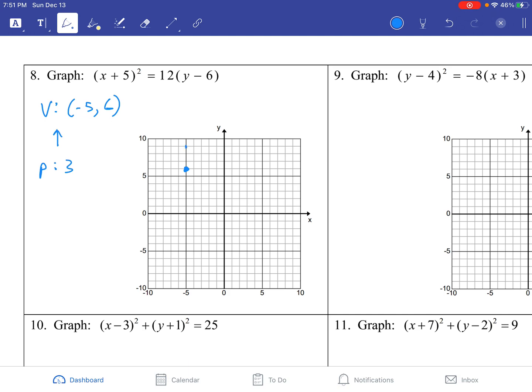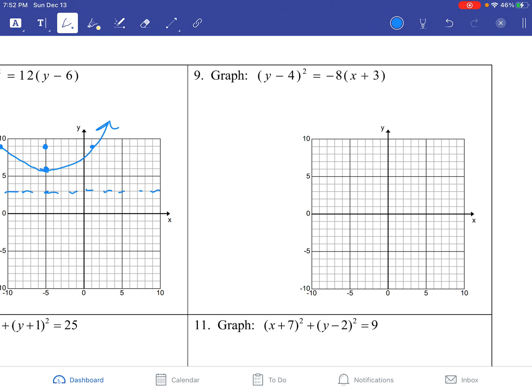So because the graph's going up, I'm going to go up by 3 for my focal point, down by 3 for my directrix, and I'm going to multiply 3 times 2, which means my point's going to be out here and out here for my other 2 points to make up my parabola. Okay.